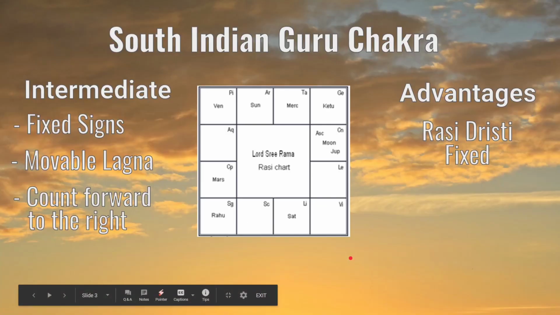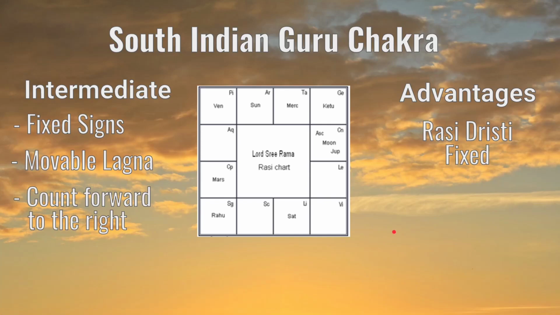The next chart style is called the South Indian Chakra, or the Guru Chakra. And the first thing to notice is that we have this space in the middle. Now, here we have the name written, but generally speaking, you would put an Om. Well, Sri Ram's name is sacred, so it's the same. But the idea is that this is called the Brahmastan.